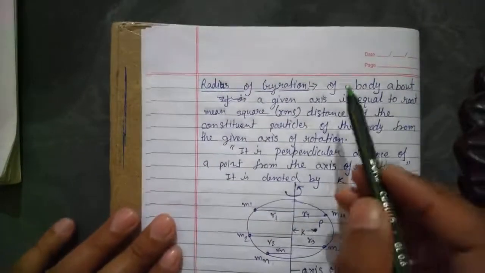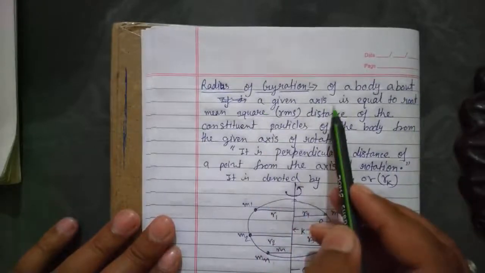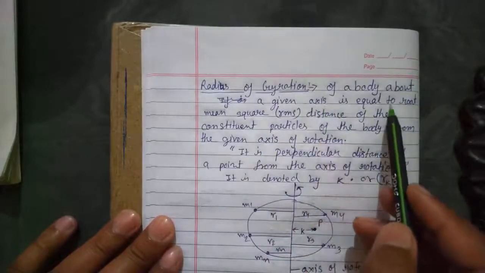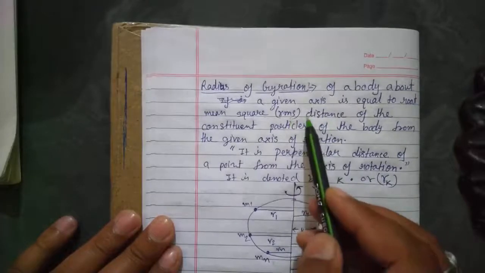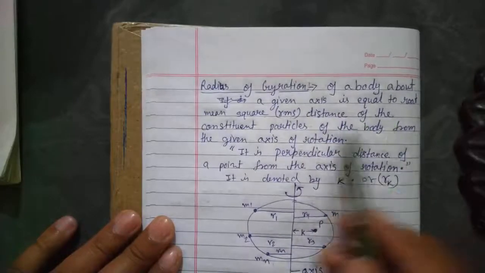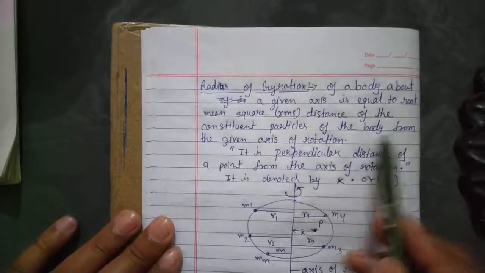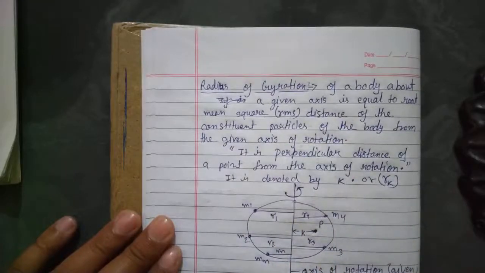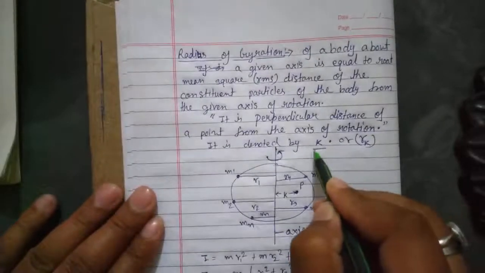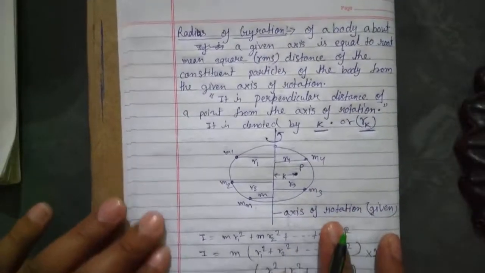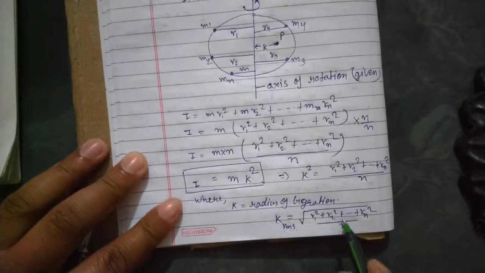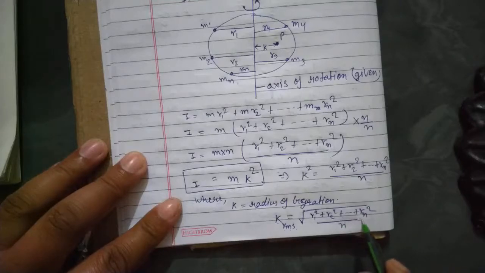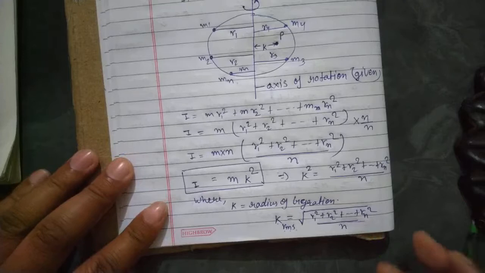Now, the radius of gyration of a body about a given axis is equal to the root mean square distance, or root mean square value, of the radii of the constituent particles of the body from the given axis of rotation. It is denoted by K or RK, where the value of K is the square root of (r1 square plus r2 square plus dot dot dot up to n particles) divided by n, that is, the average of the squares of each particle's distance.